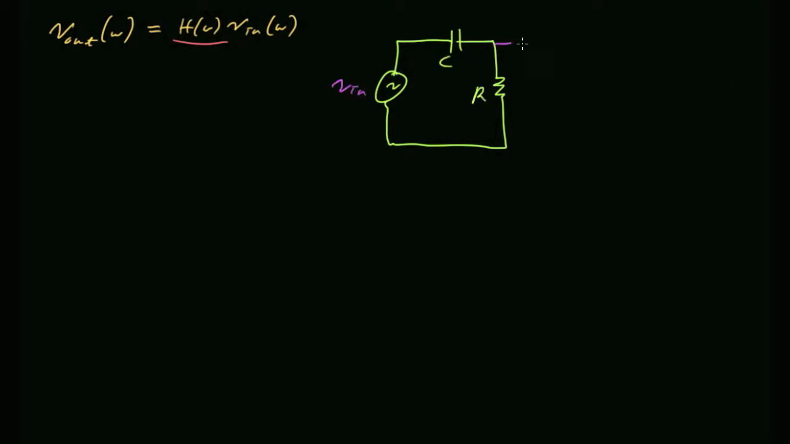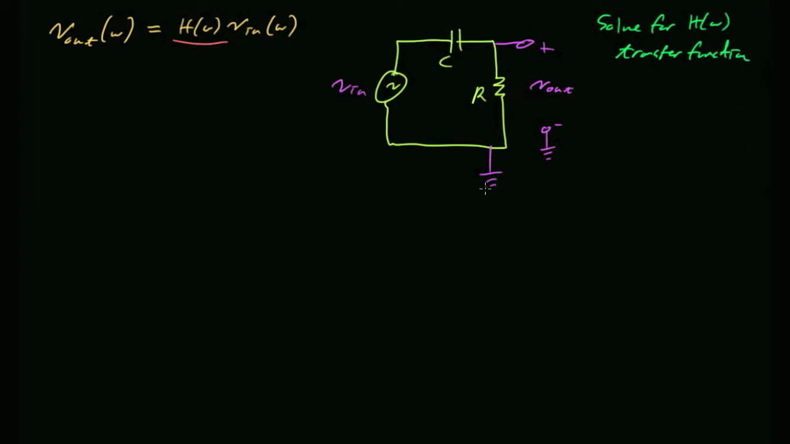I think most of you have probably seen this before. It's the opposite of a low pass. You just swap the resistor and capacitor. So we're pretty sure we can get a high pass. So let's solve for the transfer function H of omega, without even having to stop at the differential equation stage.